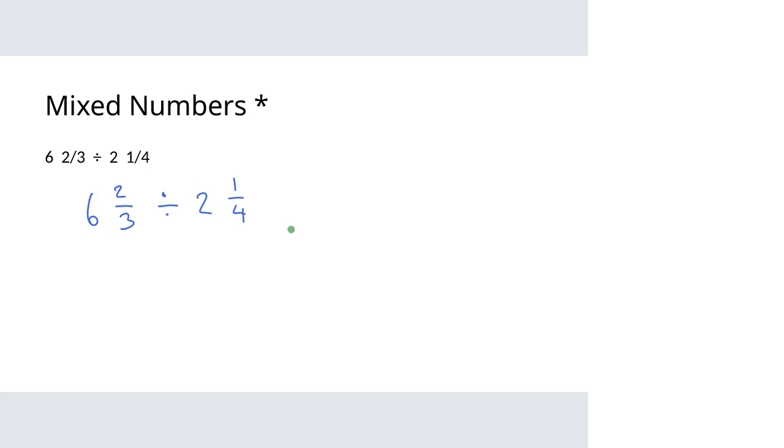Converting those to improper fractions, we'll have 3 times 6 is 18, plus 2 is 20/3. And 4 times 2 is 8, plus 1 is 9/4. So 20/3 divided by 9/4 isn't really something we can do. So we have to use the idea that division is the same as multiplying by the reciprocal. So instead of dividing by 9/4, we're going to say that this is 20/3 multiplied by 4/9. Let me know if you see something that doesn't make sense.